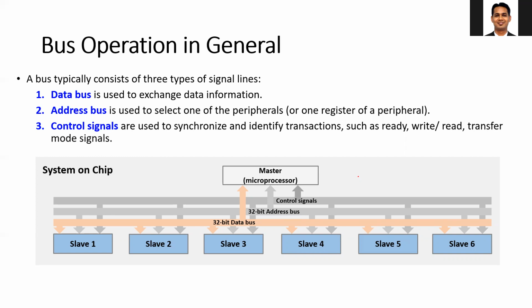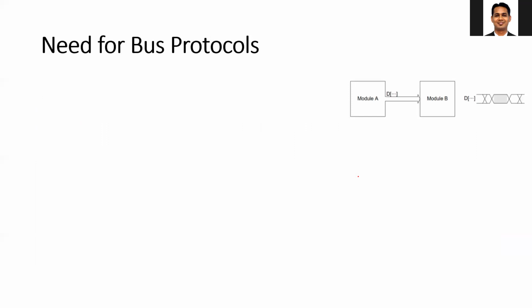Sometimes you may combine the address bus and control bus together, and you can call it an address and control bus. But the data bus is usually separate. So why is this important? Why are we discussing the bus protocol?